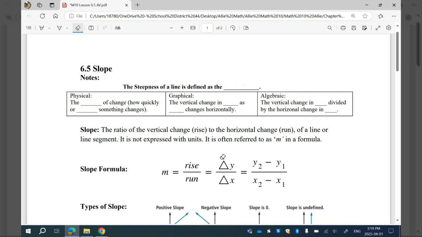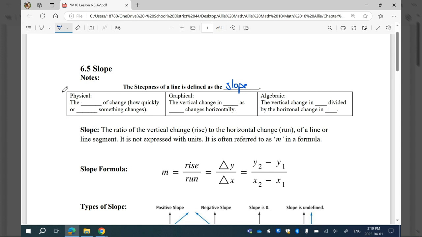Here are some notes. So the steepness of a line is defined as the slope. And I have a few definitions here, physical, graphical, and algebraic. So we'll fill in those blanks. And then I'll read a little definition. I'll show a few formulas. And then we'll go through a few examples. I like slope quite a bit.